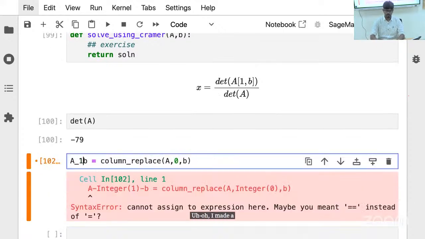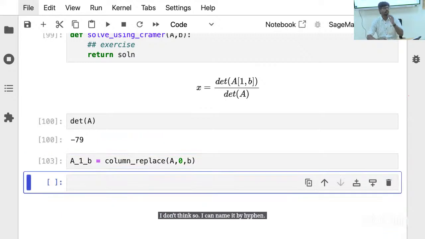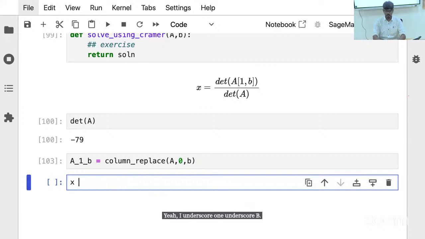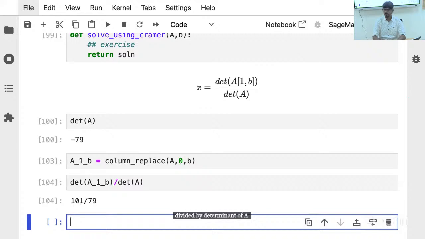I don't think so. I can name it by hyphen, A_1_B. Then what I need, I know X value is actually equal to the determinant of A_1_B, that's the matrix in which the first column is replaced by B, divided by the determinant of A. Did we get the same solution? Yeah.